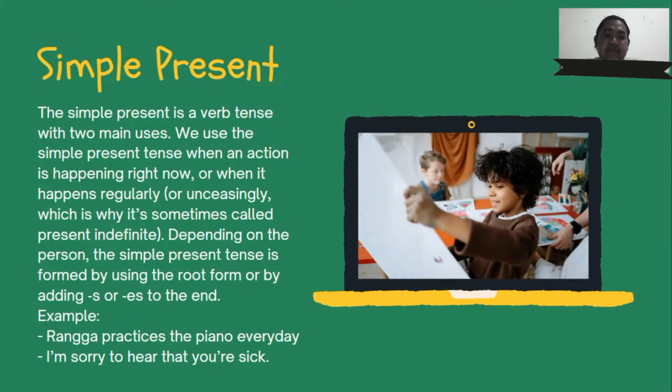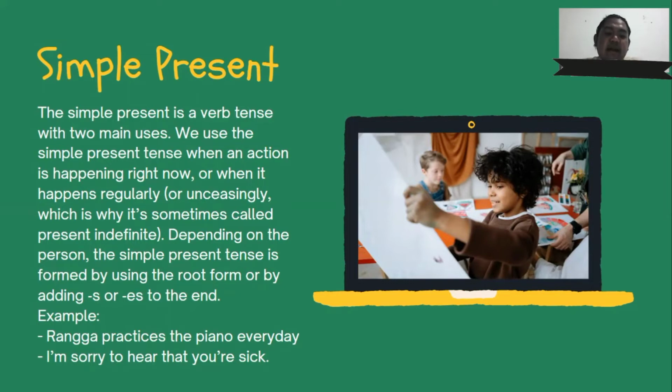Depending on the person, the simple present tense is formed by using the root form or by adding s or es at the end. The simple present tense is one of several forms of present tense in English. It is used to describe habits and changing situations, general truths, and fixed arrangements. The simple present tense is simple to form. Just use the base form of the verb. I take, you take, we take, they take. The third person singular takes an s at the end. He takes, she takes.